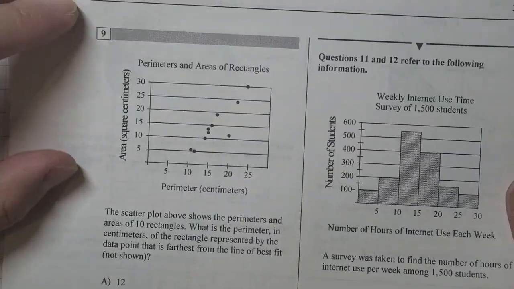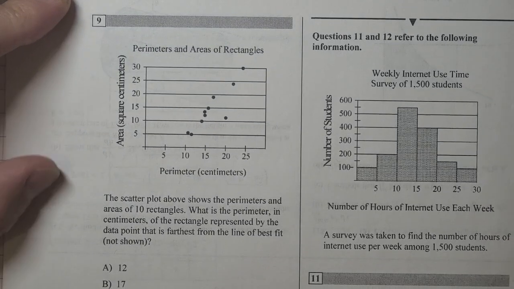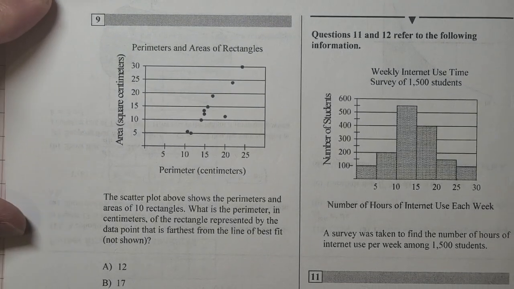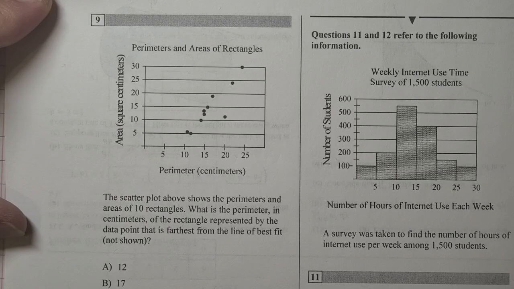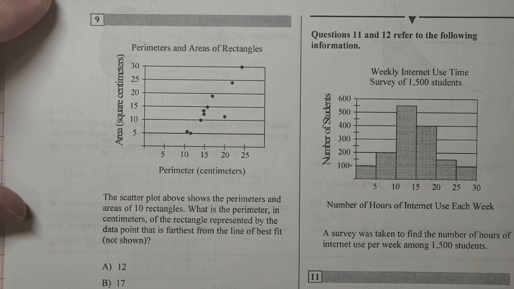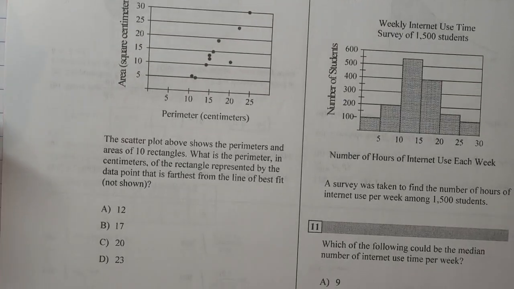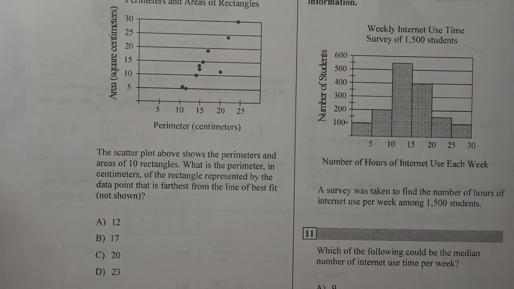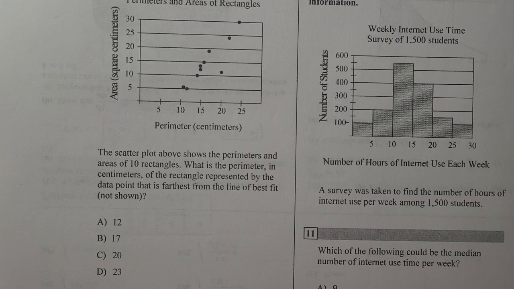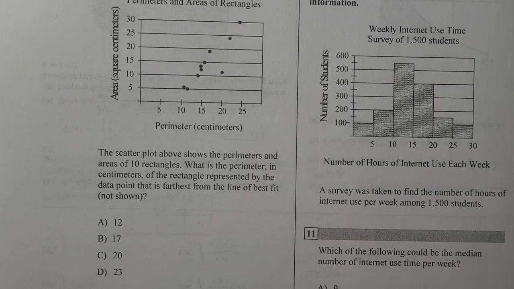All right? Okay, number 9. The scatter plot above shows the perimeters and areas of 10 rectangles. What is the perimeter in centimeters of the rectangle represented by the data point that is farthest from the line of best fit, not shown? Okay, so I might need to squeeze it. Okay, this is good enough. So go ahead and pause the video if you want to solve this beforehand.